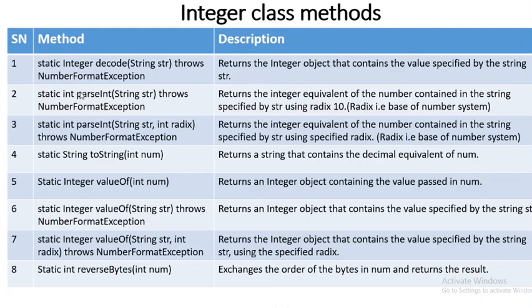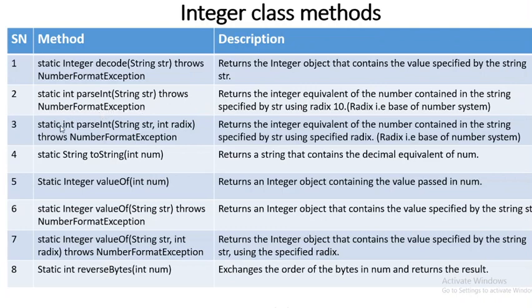Next, the return type is int, the name of the method is parseInt, and in brackets you can provide an argument of type string. This string will get converted into int data type, and while doing this, if it fails, it will generate a NumberFormatException.